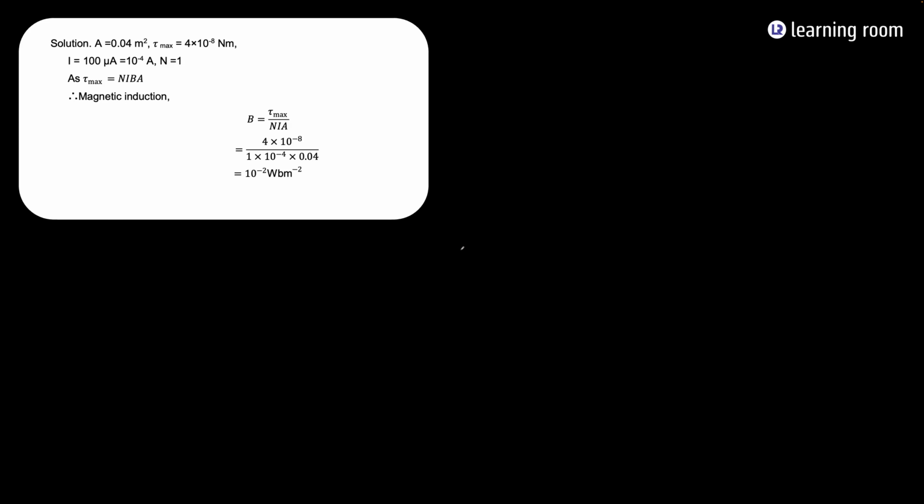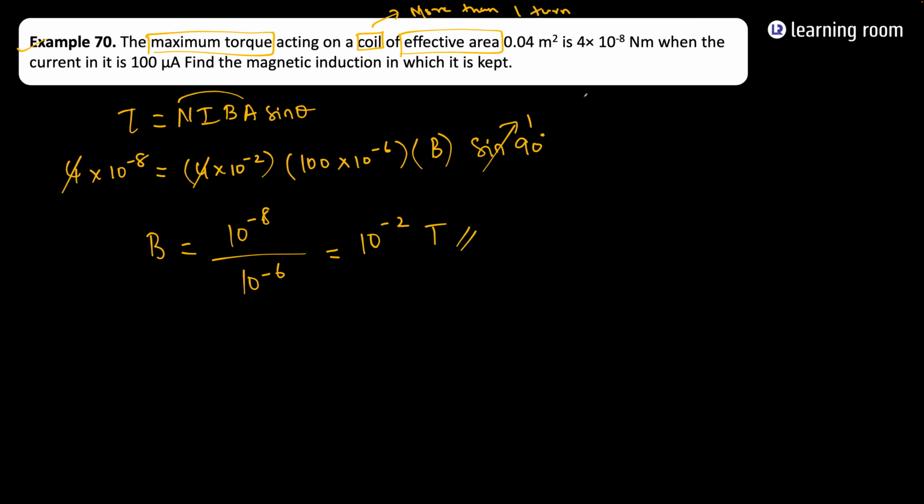See, they have given something like this, WB per meter square. WB per meter square is also called Tesla. WB stands for Weber. Weber is a unit of magnetic flux. About this, we'll learn in the 6th chapter. But as of now, you can report the answer the way I did, in terms of Tesla itself. I'm just telling you so that if you see a question in terms of Weber, don't get confused.